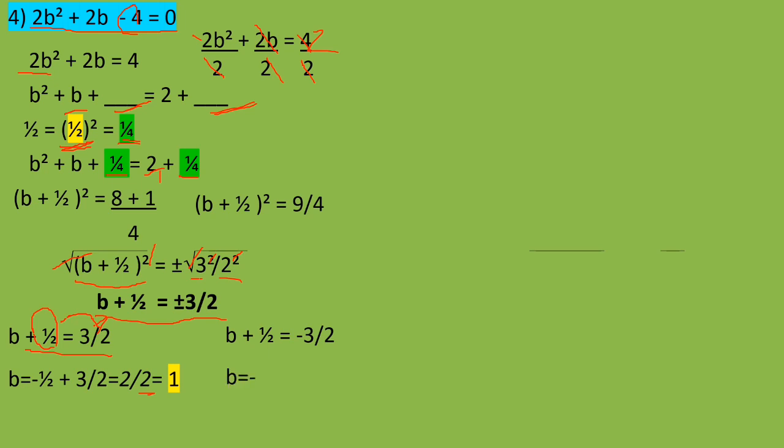At itong isa naman ay b is equal to, so ililipat natin si positive 1 half sa kabila, magiging negative 1 half. Minus 3 halves. Again, pareho sila ng denominator which is 2. Kopyahin lang natin.